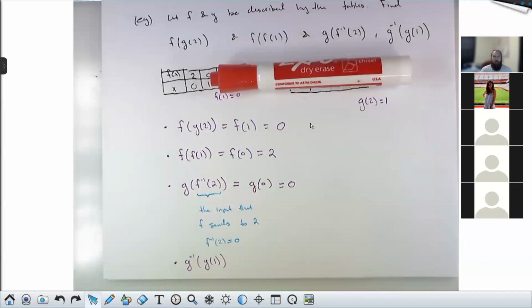Isn't it just the opposite of it? It's true that the inverse function is the opposite of the original function. So if I take 1 and I do g to it, and then I do g inverse, which is the opposite of g, to that, what should I get out?